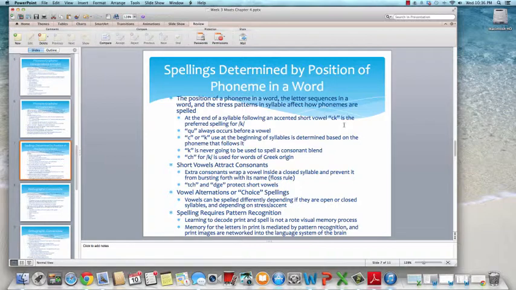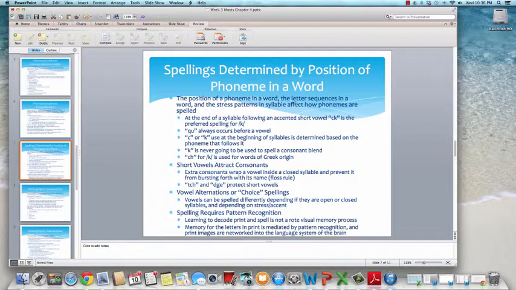Then we have vowel alternations or choice spellings. This is when vowels can be spelled differently depending on whether they are open or closed syllables and depending on stress or accent. And I mentioned this before. The example they use is OI in the book on page 101. OI is spelled O-I in the middle of a syllable, such as boil, coin, void, and hoist. But it's spelled O-Y at the end of a syllable, or an open syllable, such as toy, annoy, and loyal.